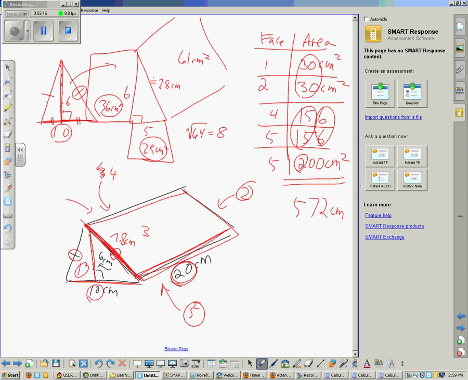We get 60 plus 200 plus 312, which is 572 square centimeters. I hope you could follow that along. If you don't, come see me for extra help, and I'll explain it again to you a little bit slower.